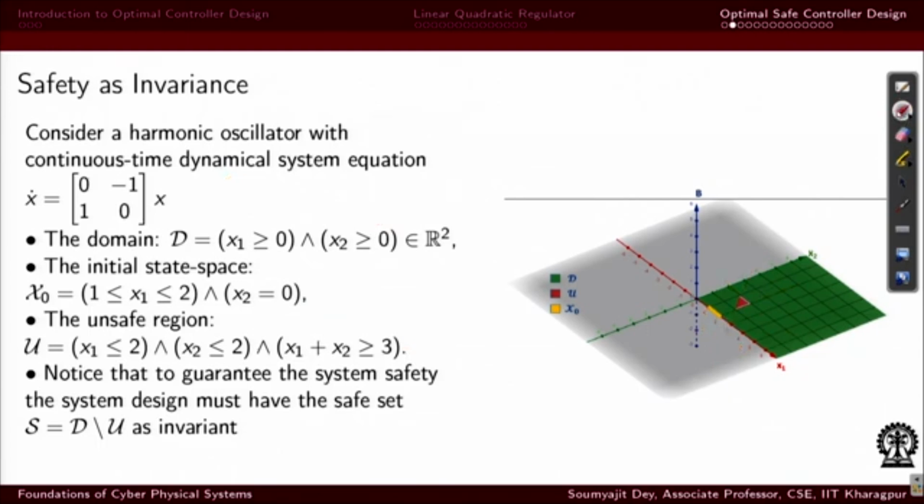Since these three are conjuncted, overall we have this red marked region as our unsafe region specification here. So, what we want to do is design a controller which will steer the system towards stability, and additionally it will also ensure that the system never reaches this region.